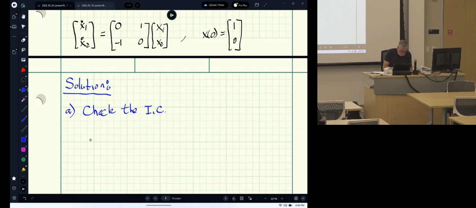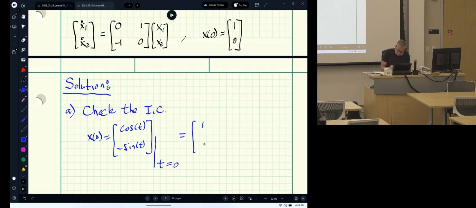Okay, so x at 0, that's supposed to be cosine of t, minus sine of t evaluated at t equals 0. Yep, not very hard. It's 1, 0, and that equals x0. So I should define this to be x0. So it satisfies the initial condition. Check.